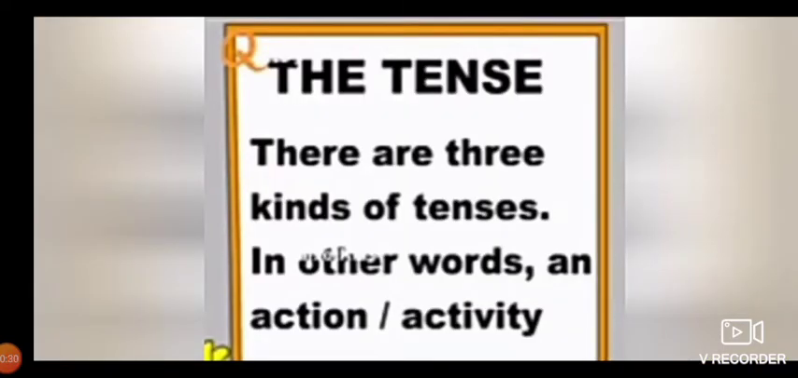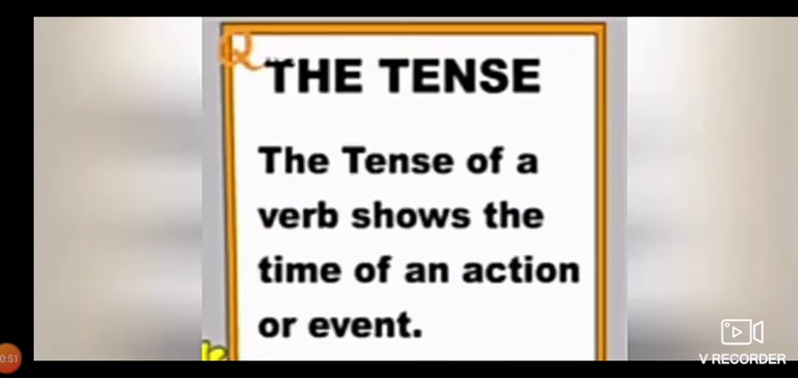Tenses is basically that form of work which tells us when the action is being done, whether the work has already been done in the time which has gone, whether the action is being done right now, or whether it will be done in the coming time. So, the tense of the verb shows the time of an action or event.